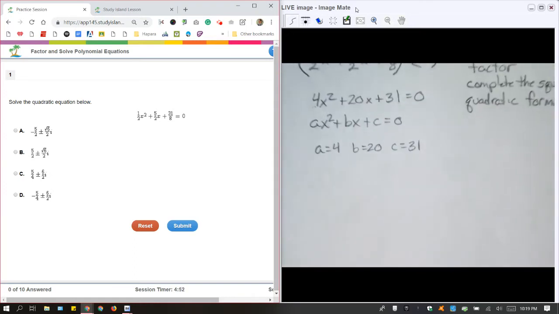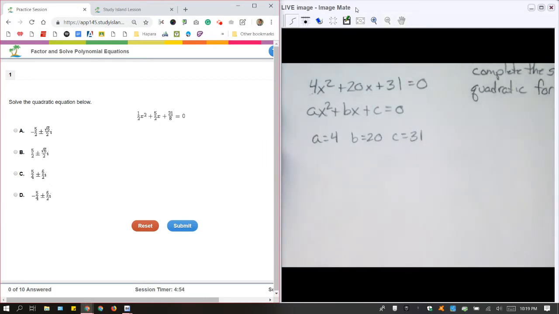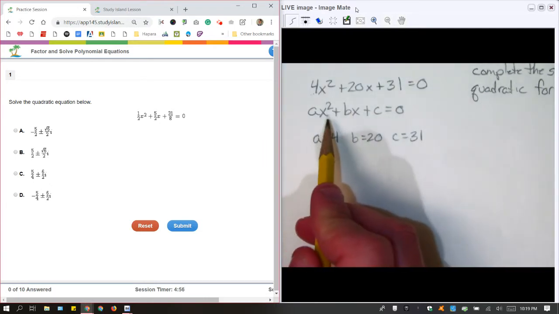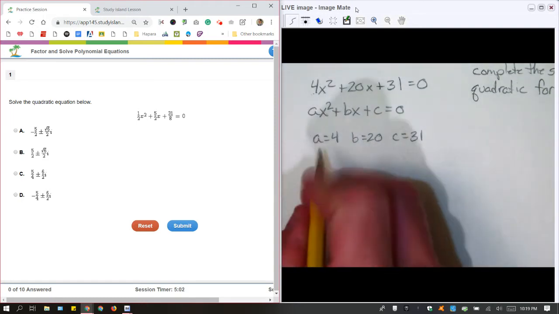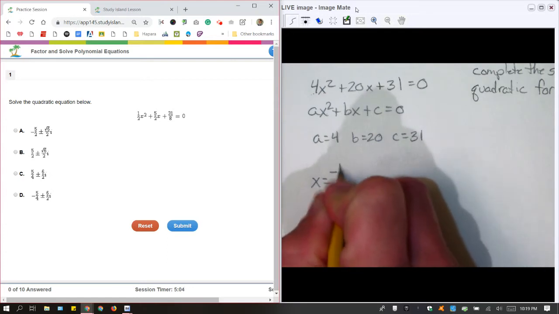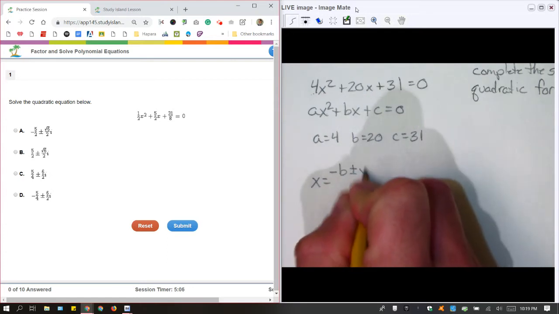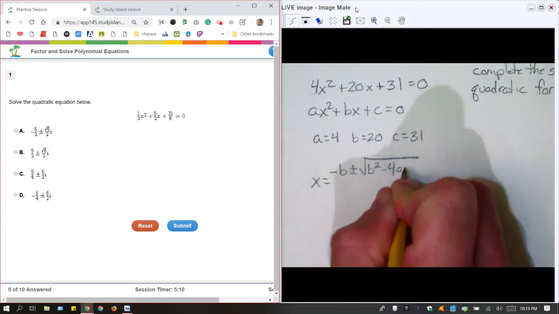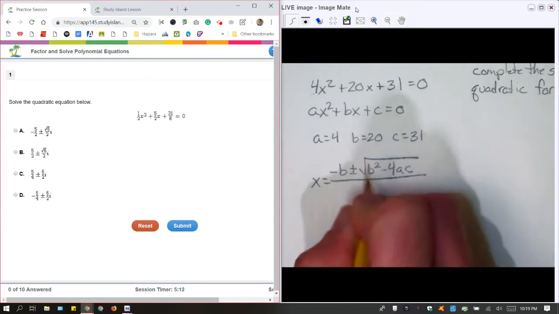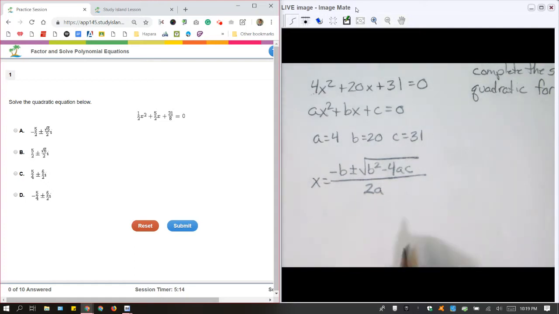What is the quadratic formula? The quadratic formula is this. If you have a times x squared plus b times x plus c equals 0, then x will always be equal to negative b plus or minus the square root of b squared minus 4 times a times c, divided by 2 times a. This will always work. It won't always be the most convenient. It won't always be the quickest way to do it, but it will always work.